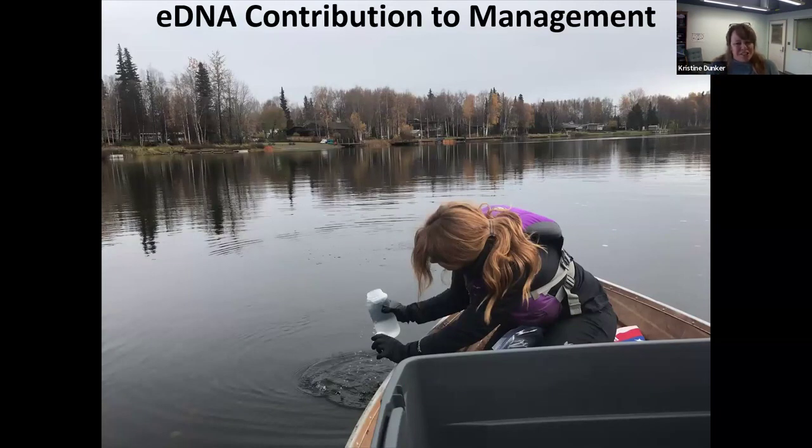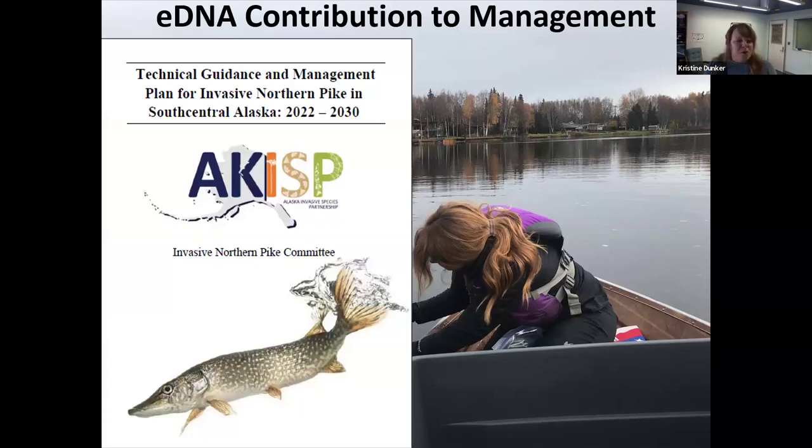So since these initial studies, eDNA has been a part of our toolbox for early detection monitoring for new northern pike introductions and to help assess if water bodies are free of northern pike before we invest significant resources into prevention or eradication in connected waters. In 2022, we developed a pretty extensive adaptive management plan for invasive northern pike in Alaska.